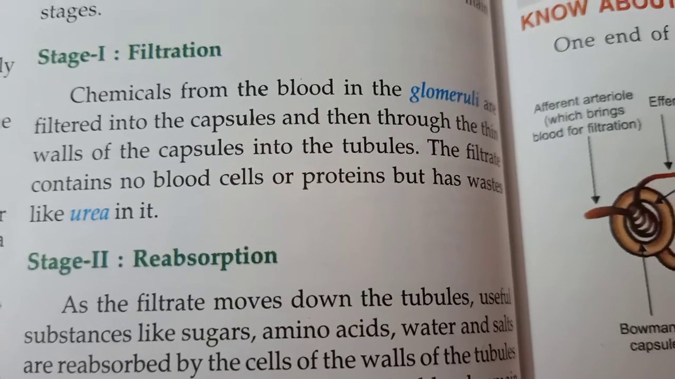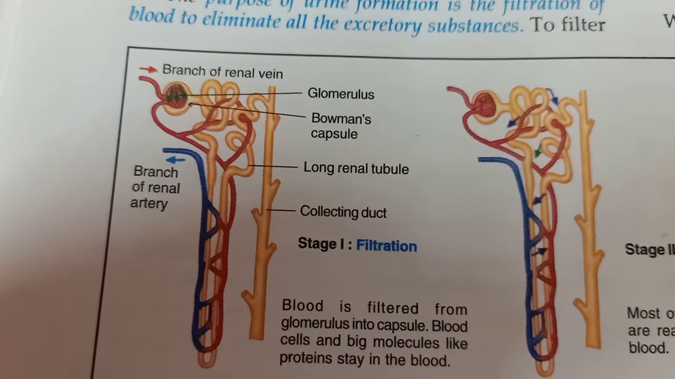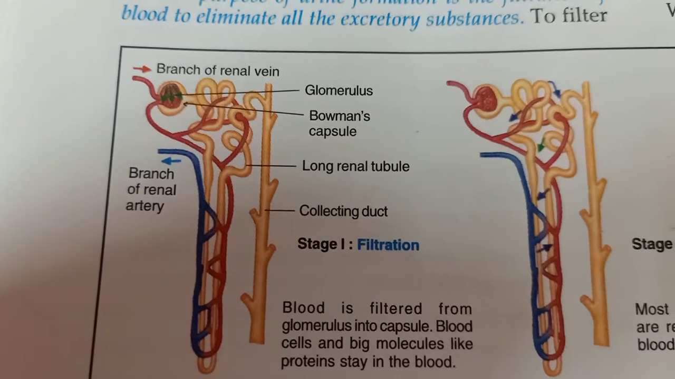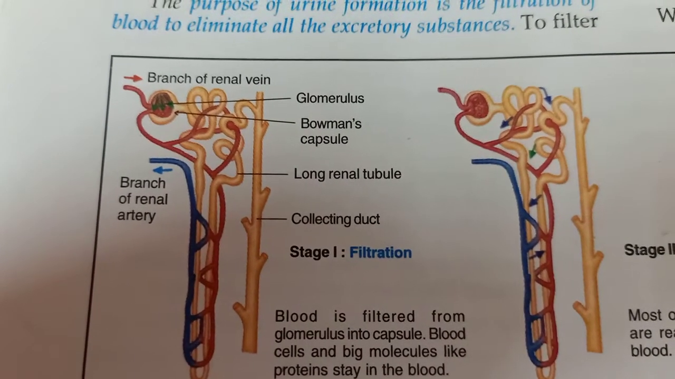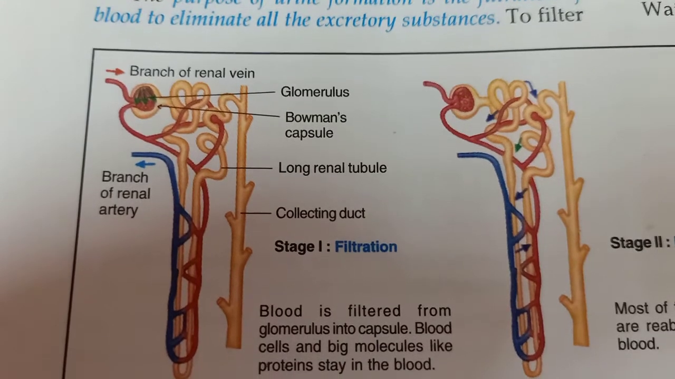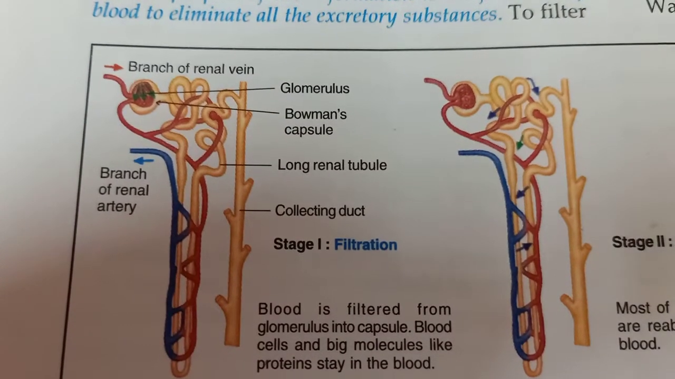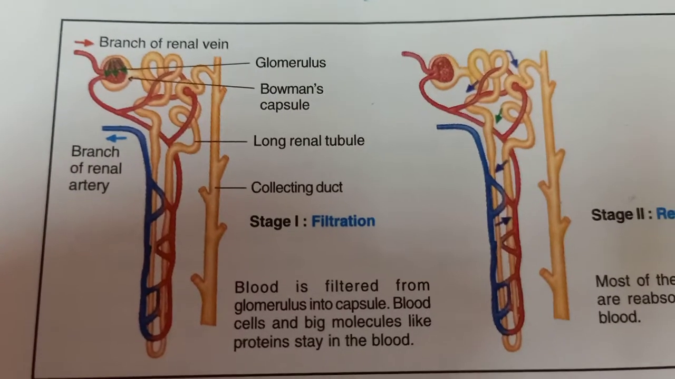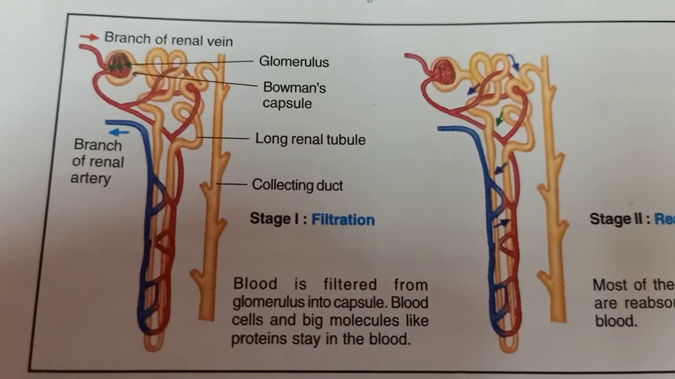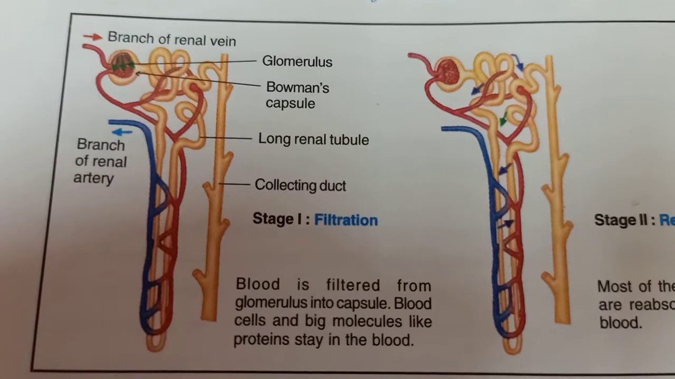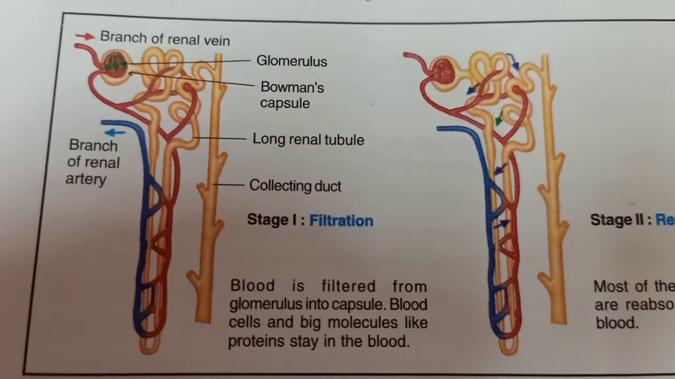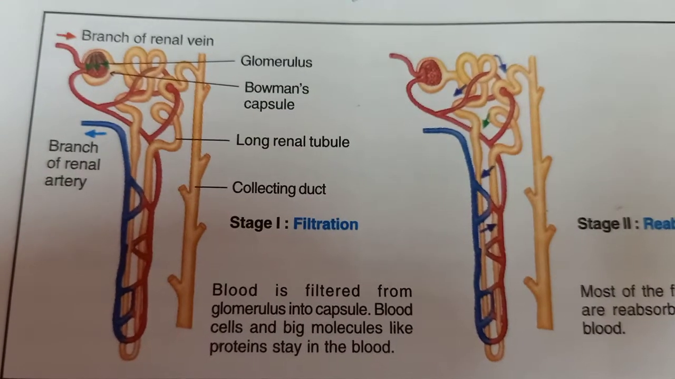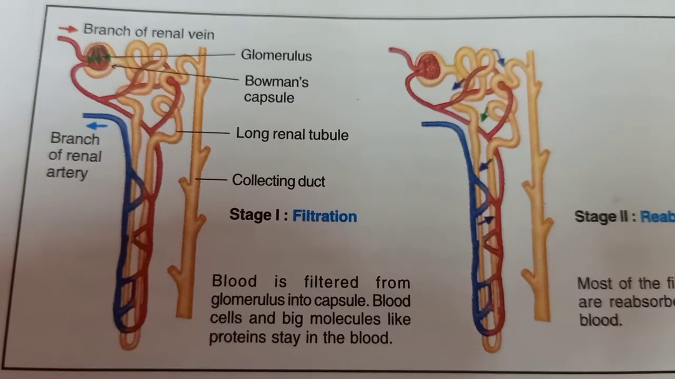Now you can see in the diagram, this is stage 1, filtration. In this you can see the glomeruli, that is the Bowman's capsules, the long renal tubule and the collecting duct, and the branch of the renal artery. Now the blood is filtered from the glomerulus into the capsule. Blood cells and big molecules like proteins stay in the blood. So this is the first stage of filtration.